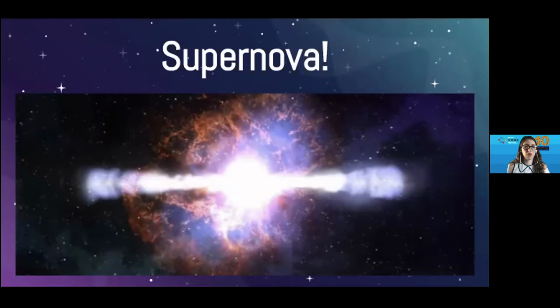So after the supernova, only the super dense core of the star is left. And if the star has the right mass, just like in that life cycle we saw before, this will become a pulsar.